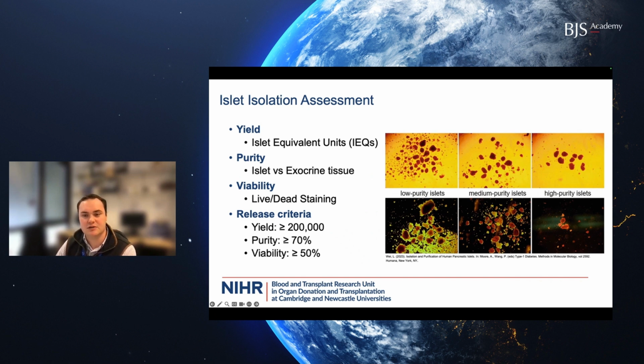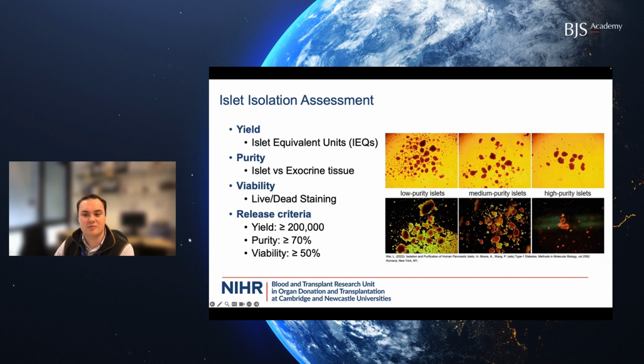So when islets are isolated from a donor pancreas, their quality is assessed using three key parameters: yield, purity, and viability. Yield is reported as islet equivalent units, or IEQs, which standardize islets of spherical diameter. This allows us to compare preparations made up of islets of different sizes and gives a meaningful measure to the total functional islet mass recovered.